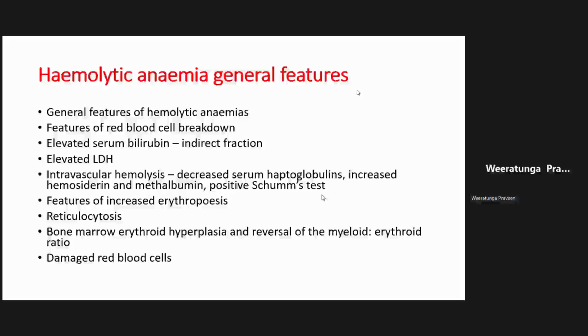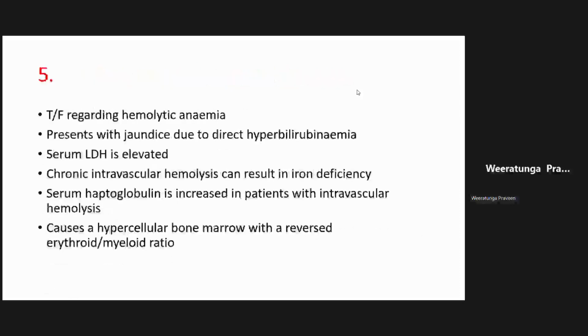Also, this hemoglobin is excreted by the kidneys, so they can get hemoglobinuria, and hemosiderin is a sort of breakdown product of hemoglobin. Hemosiderin in the urine, and the Schumm's test, and a dipstick test for hemoglobinuria. Because of the release of hemoglobin into the circulation, they have low free serum haptoglobin, and hemosiderin and methemalbumin in the urine, and hemoglobin as well. Sometimes chronic intravascular hemolysis can lead to iron deficiency anemia.